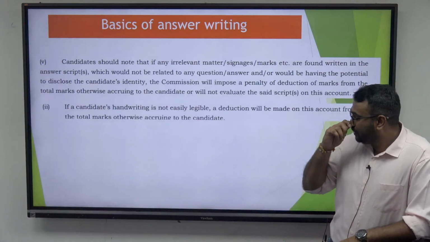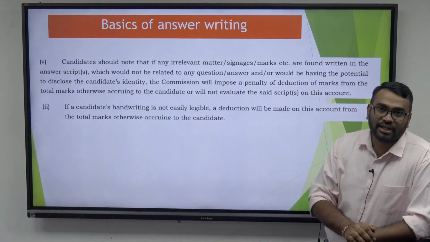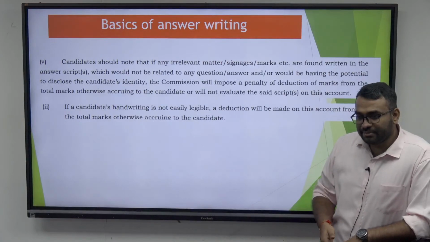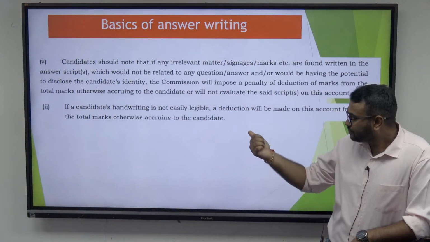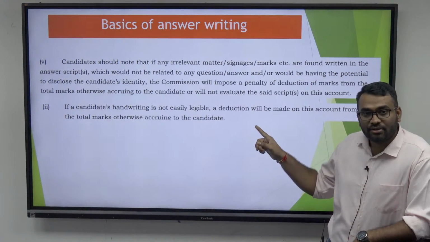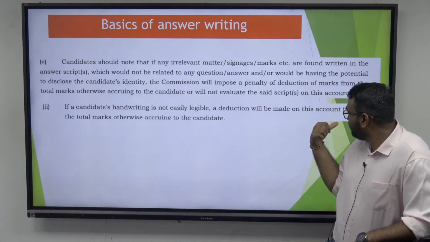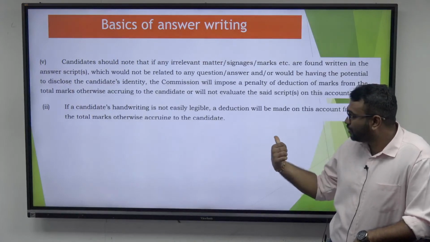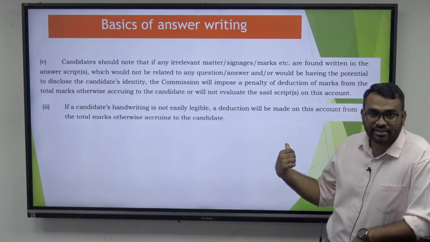Next one is legibility. Yesterday also I told you in brief. Legibility is very important here. If you can read here, if a candidate's handwriting is not easily legible, a deduction will be made on this account from the total marks otherwise accruing to the candidate.